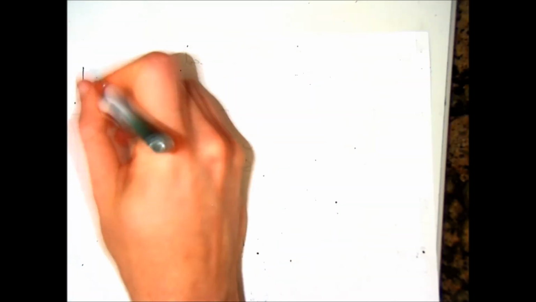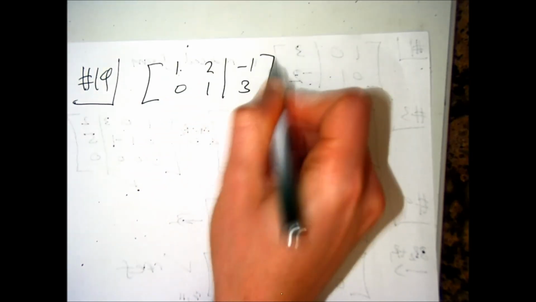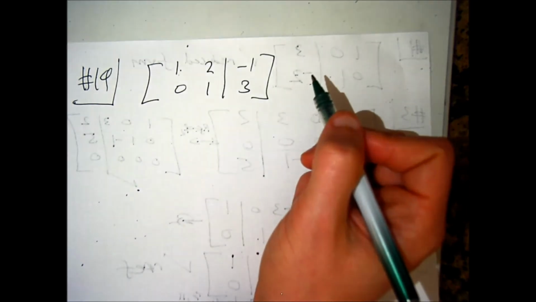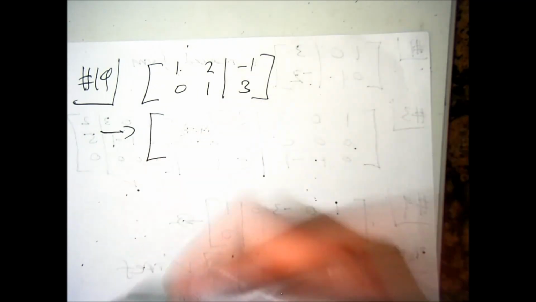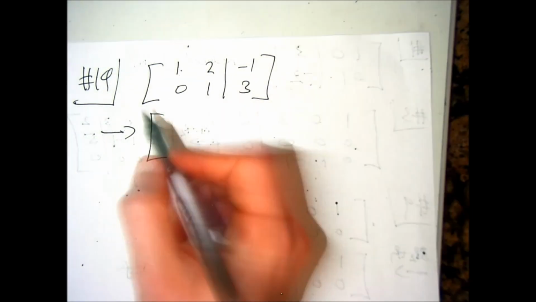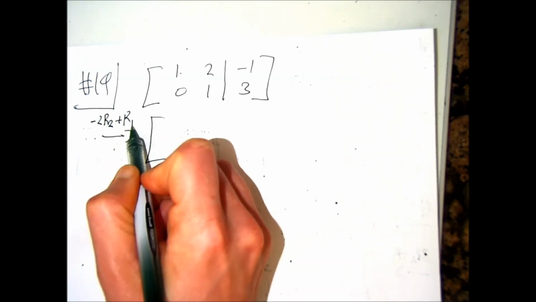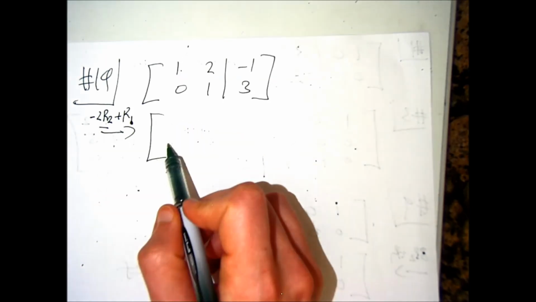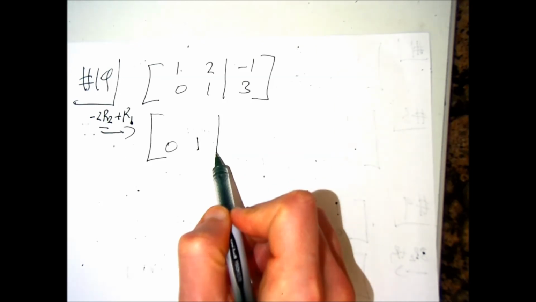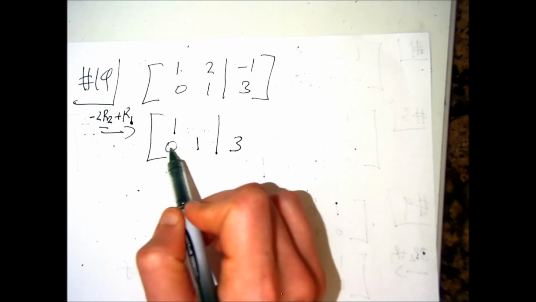Number 19. So we have 1, 0, 2, 1, negative 1, 3. And it says use row operations to change each matrix to reduced row echelon form. So this one, these are very nice. They're one step away. All I have to do is multiply the second row by 2 and add it to the first row. So I do not change the second row when I copy it down. The first row gets changed. This doesn't, nothing happens because that's a 0.